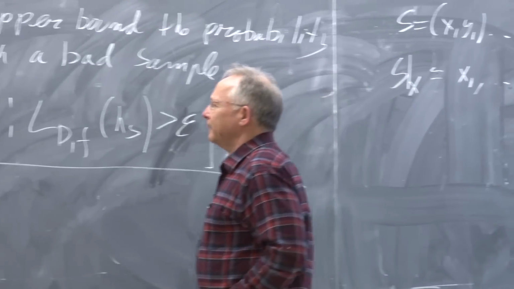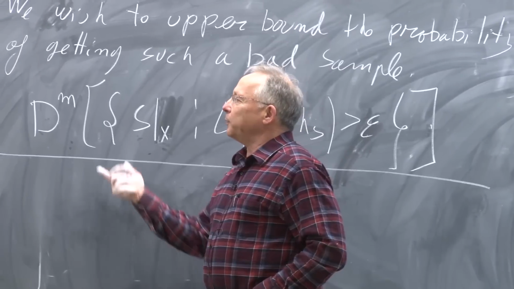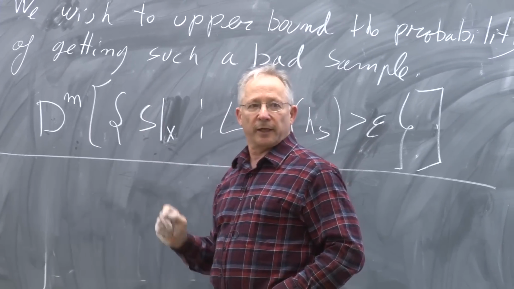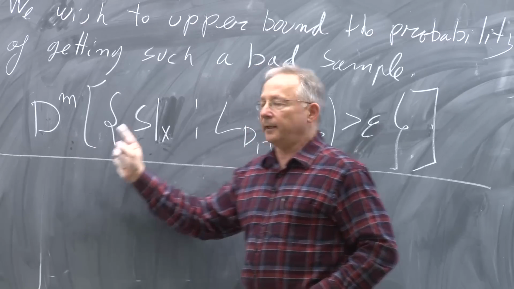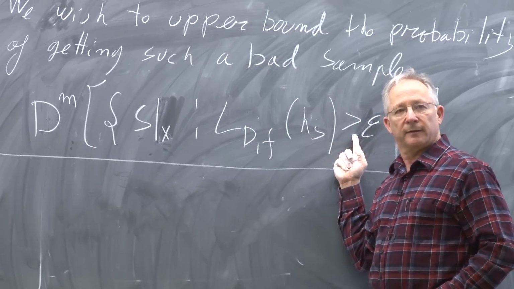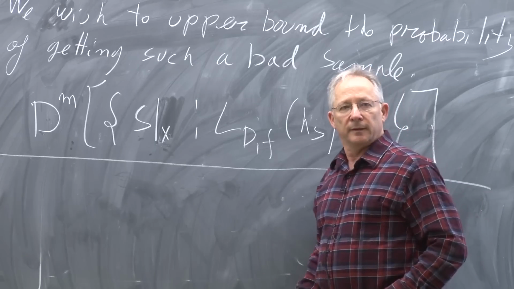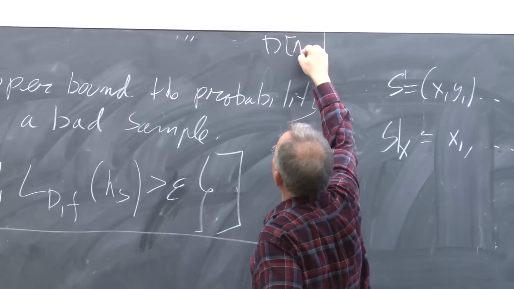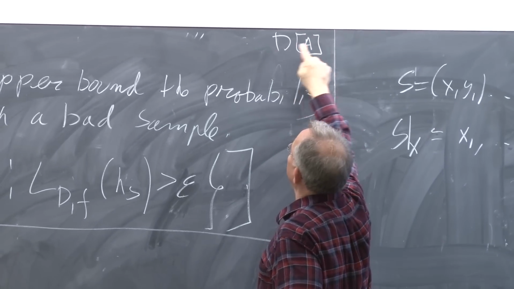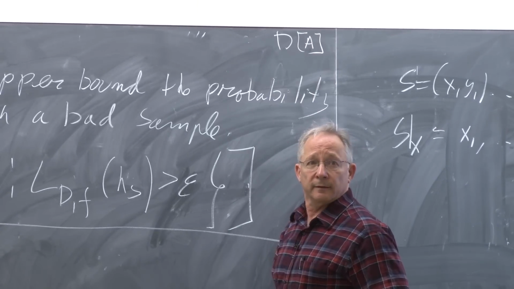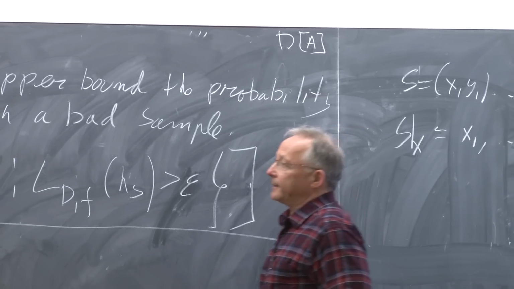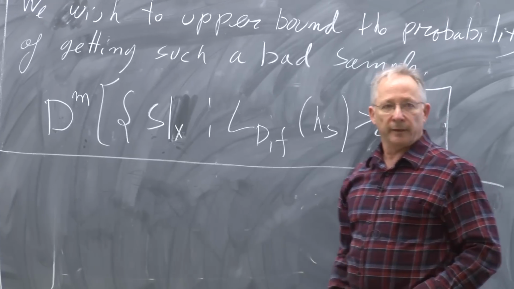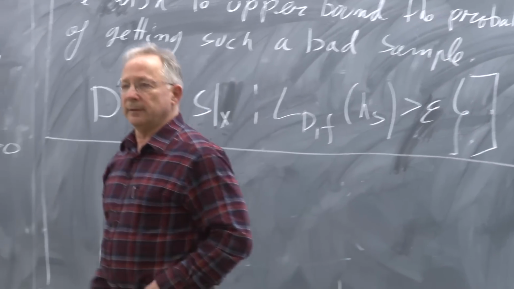I usually use this square bracket for the probability of some event. It's the probability of this set. So I use D of A to denote the probability of hitting the set A, and my set A here is the set of all bad samples. Okay? Any other questions?